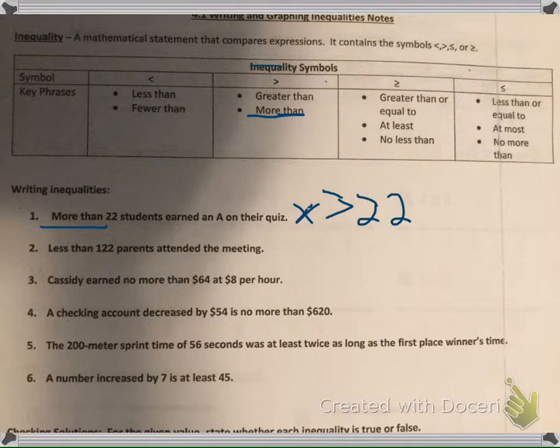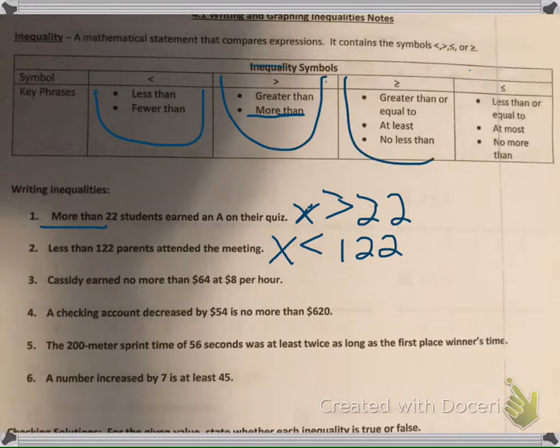Now we have less than 122 parents attended the meeting. So we have a variable, we have 122, and it's less than 122 parents. So this variable has to be less than 122. As long as you have your variable on the left, these symbols with the phrases below them should match up, okay? So you want to just take a look at those things.